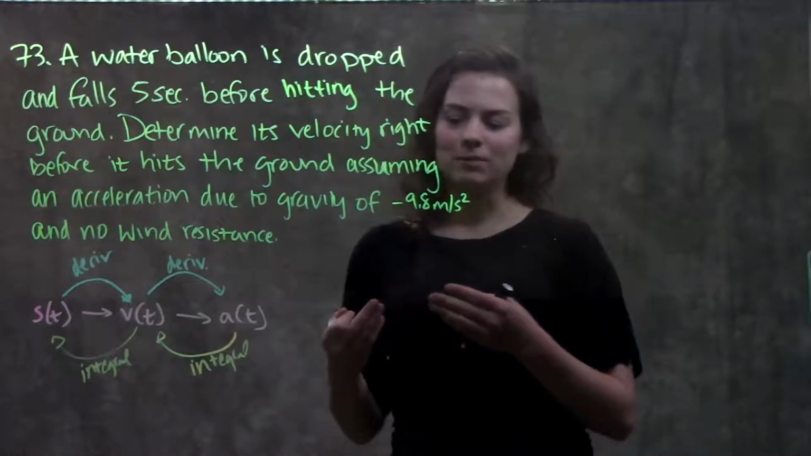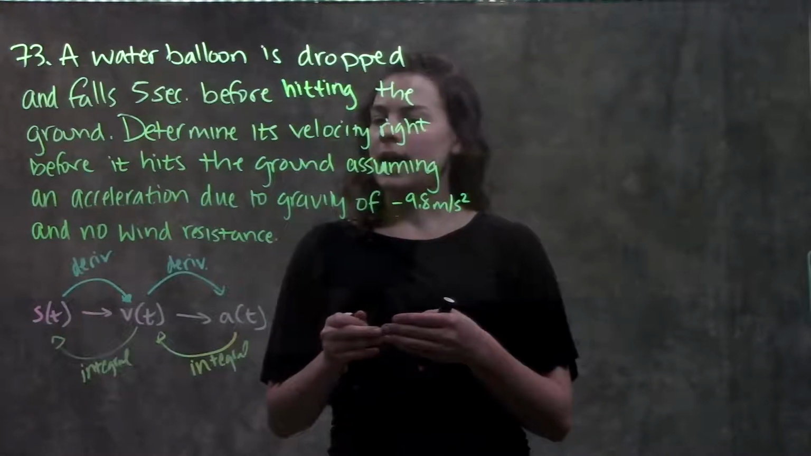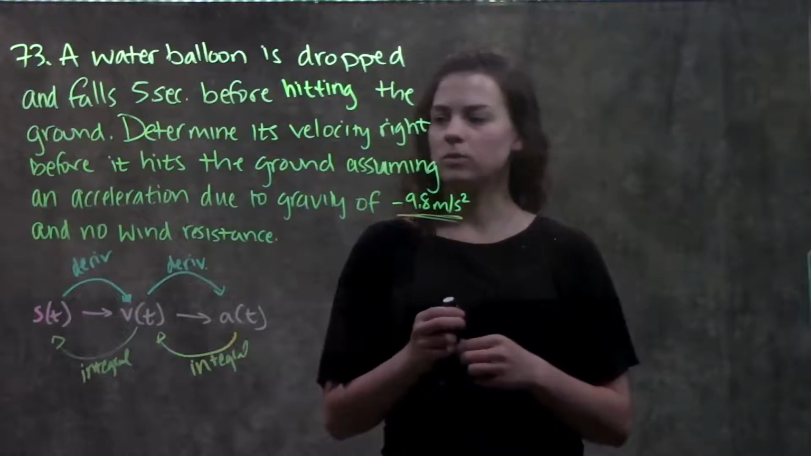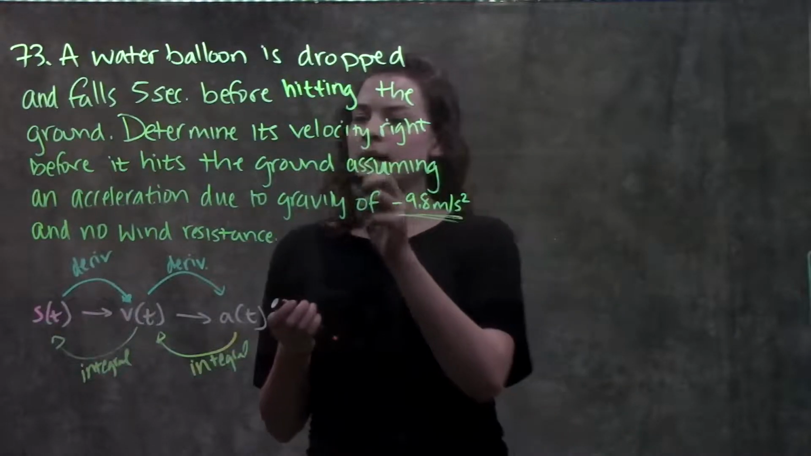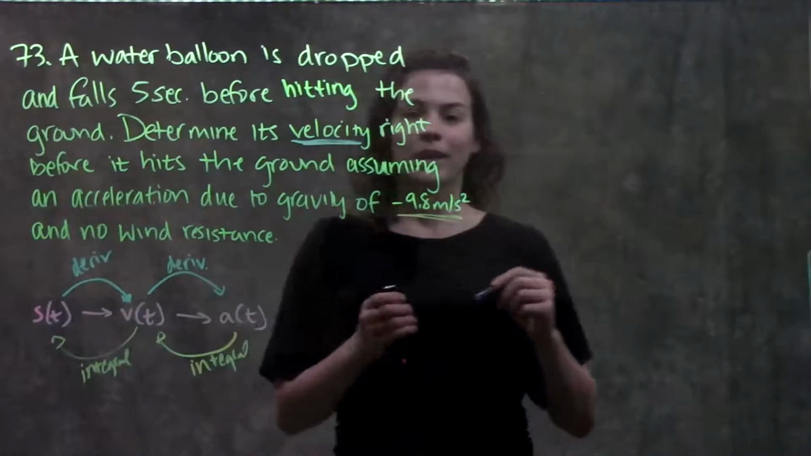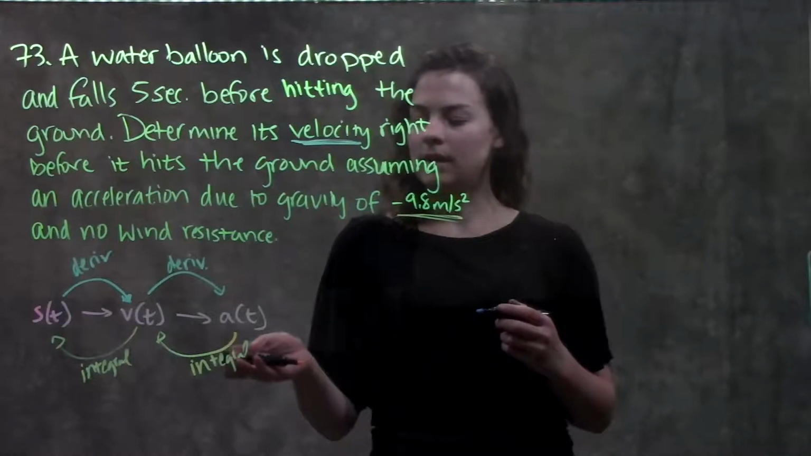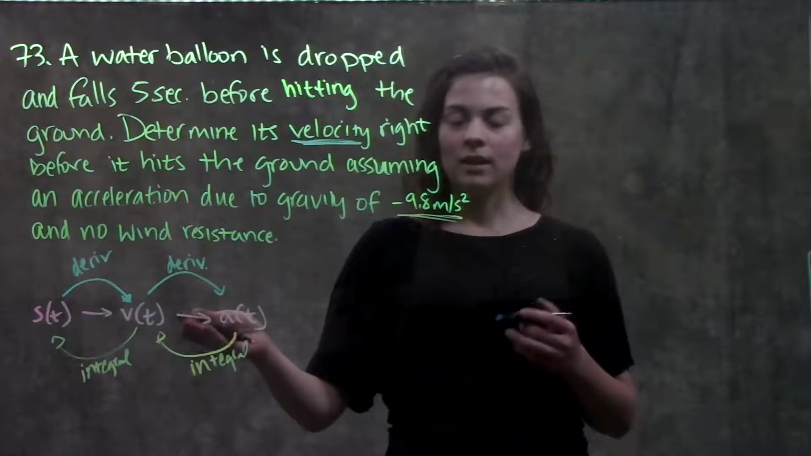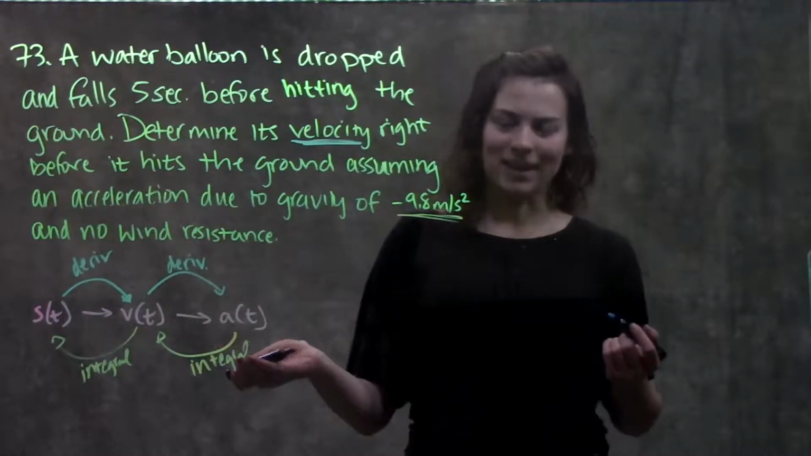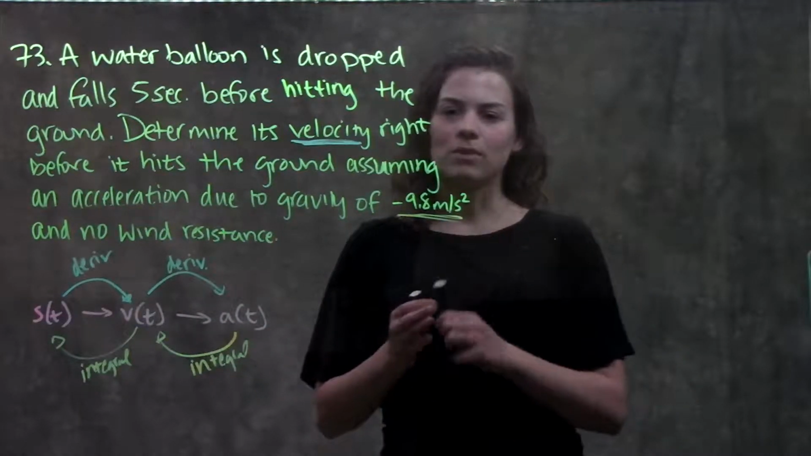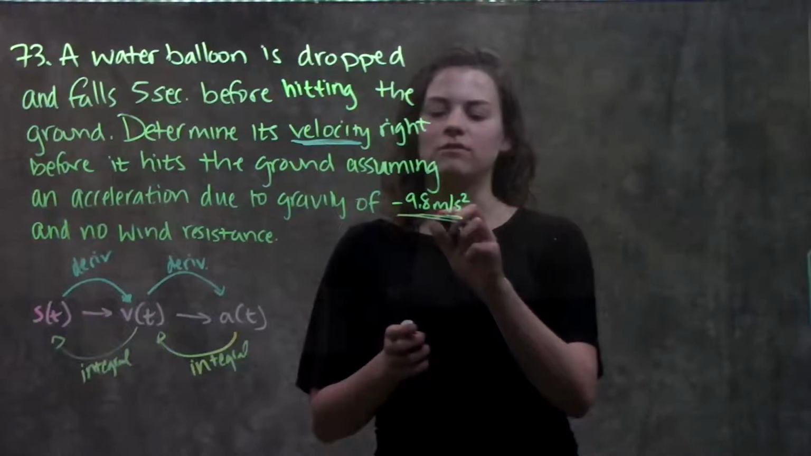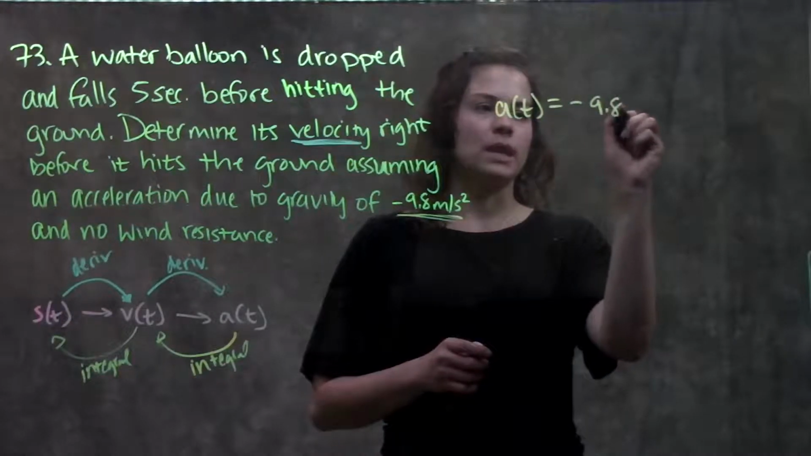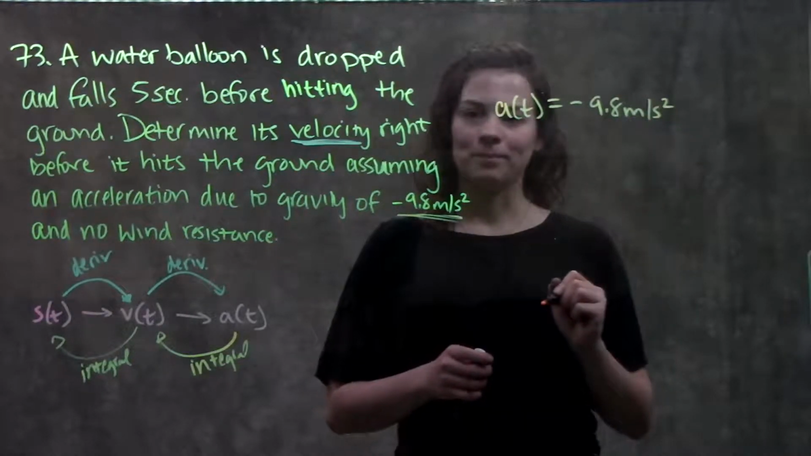Okay, so going back to this problem, it's telling us that it has an acceleration of negative 9.8 meters per second squared, but it's asking us for its velocity. So we're given some acceleration function, but we want to get to the velocity function. How are we going to do that? Taking the integral. So let's start with what they gave us first, our acceleration function. Our a of t is equal to negative 9.8 meters per second squared.